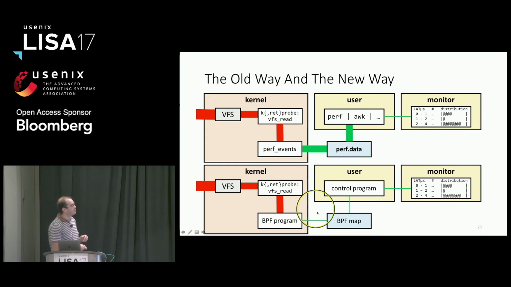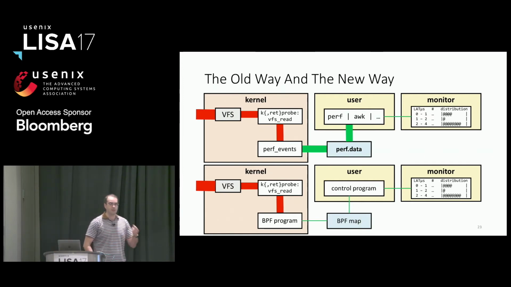With BPF, the generation of the histogram happens in the kernel, at the source, and the only thing that actually is shared with user space is the histogram, which is, what, 100 bytes maybe. So instead of generating lots and lots of data only to discard 99.99% of it, you discard it at the source. So that's why BPF-based tracing tools can be a lot more efficient and faster than traditional tools.